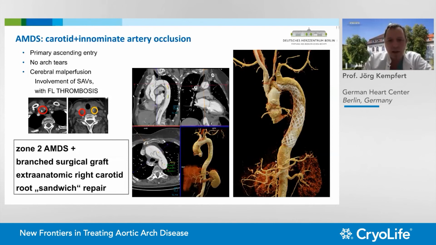So you can see that there are many different scenarios, and either an AMDS plus an open anastomosis or a frozen elephant trunk might be the treatment of choice. I guess very critical is the situation where you have complete occlusion with false lumen thrombosis of one of the carotids. And in our opinion, selective perfusion through an end-to-end anastomosis of the carotid should be considered in those cases.